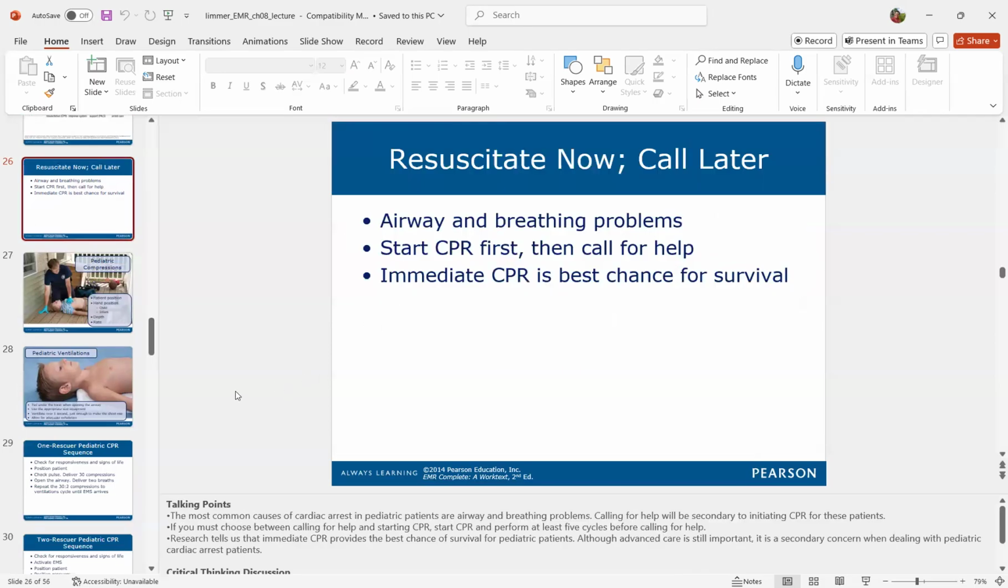The most common causes of cardiac arrest in pediatric patients are airway and breathing problems. So calling for help will be secondary to initiating CPR for these patients. If you have to choose between calling for help and starting CPR, start CPR and perform at least 5 cycles before you call for help. Research tells us that immediate CPR provides the best chance of survival for pediatric patients. Although advanced care is still important, it's a secondary concern, because it's usually a breathing problem, which leads to respiratory arrest, which then leads to cardiac arrest. It's not usually a heart problem, like their heart stopped because of a blockage.